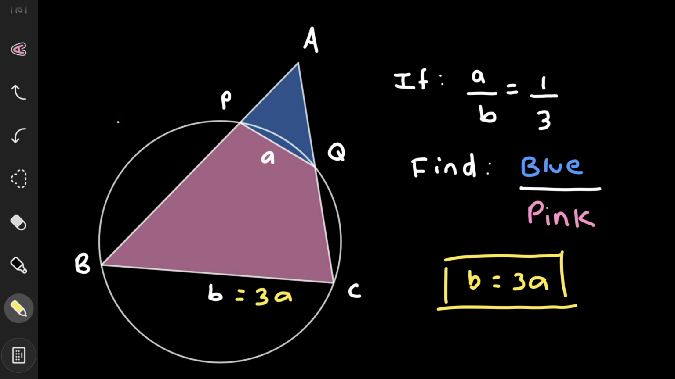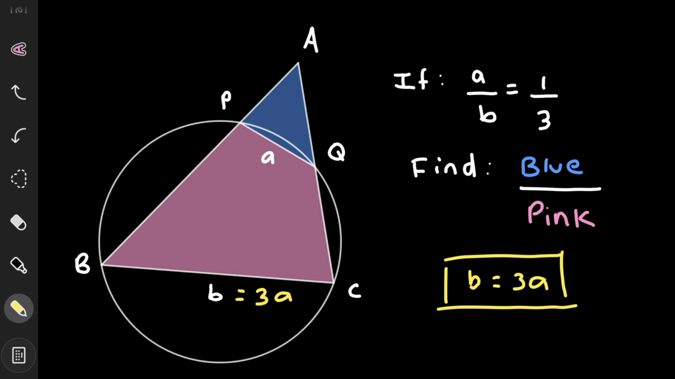Now to move further in the solution, I will utilize the fact that in the diagram we have a circle. So because of this circle, the quadrilateral PQCB has now become a cyclic quadrilateral because all these 4 points are lying on its circumference. Now a cyclic quadrilateral is a quadrilateral in which the sum of the angles at the opposite corners is 180 degrees.